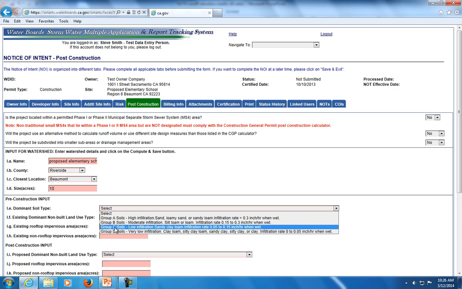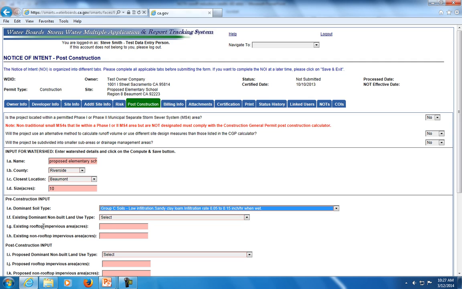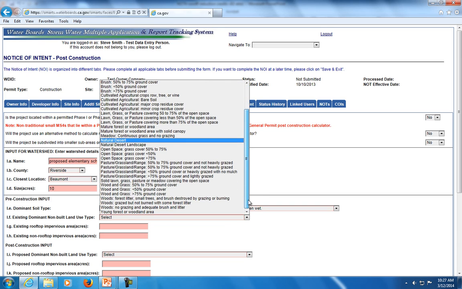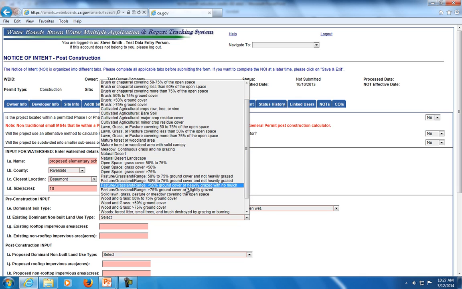You pick the dominant soil type. It's asking you to make a judgment as to what your dominant soil type is. You might have a mixture of B and C, but it's asking what the dominant soil is. If you have, say, 75% C soil and 25% B soil, you'd pick the C soil input. In this case, let's say it's C soil. Then it's asking what the dominant non-built land use type is. In other words, on the area that doesn't have impervious surface, what's the dominant land use type? These are all pull-down menus, coming right from that NRCS runoff curve number methodology. All these things are working in the background, and what we're trying to do ultimately is create a runoff curve number.